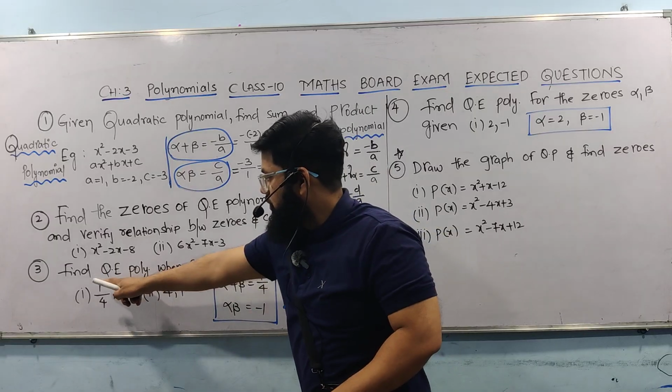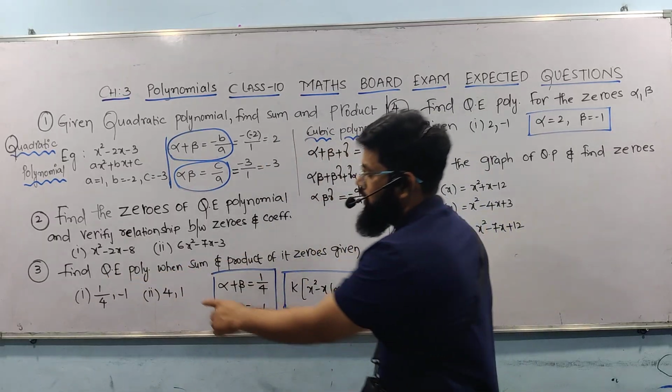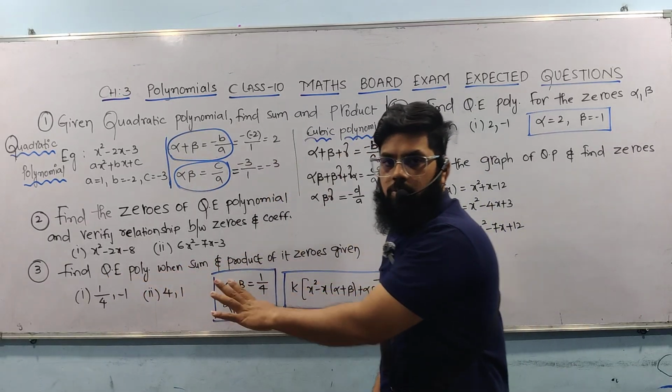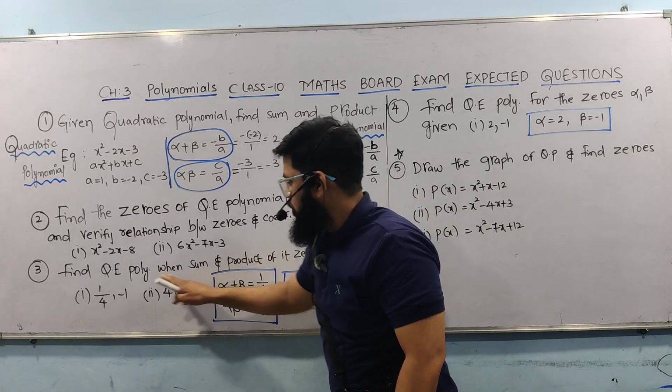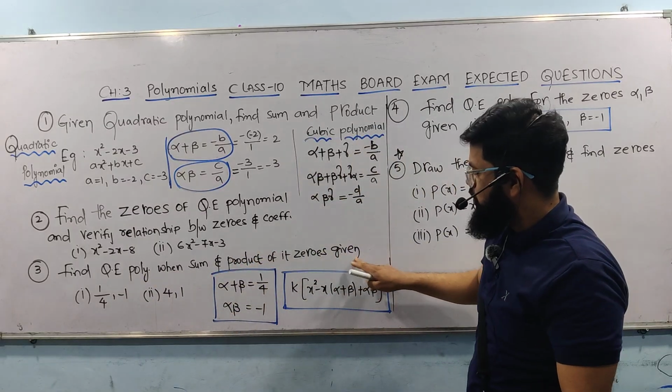For example, I have written this because the numbers will change; the same numbers are not going to come in the board exam. Okay, then the third one, find the quadratic polynomial. I have written the short form, poly, you need to understand it: polynomial when the sum and product of zeros are given.